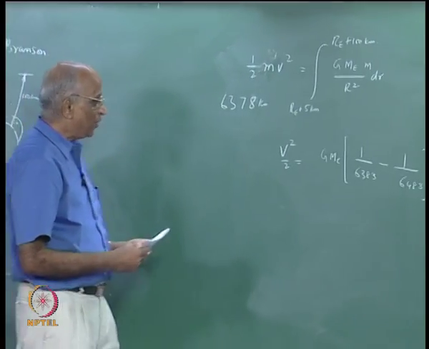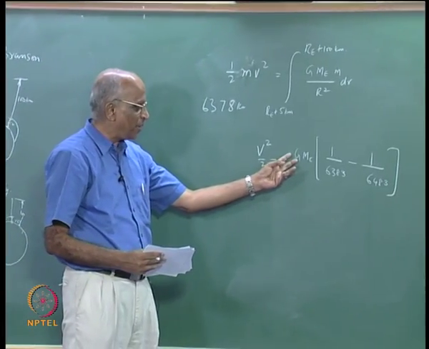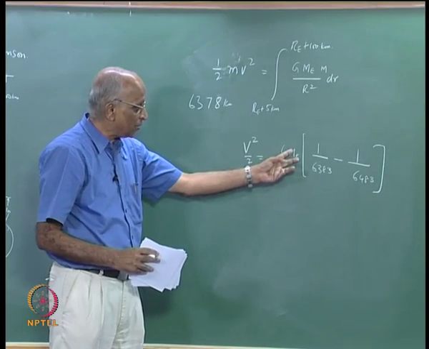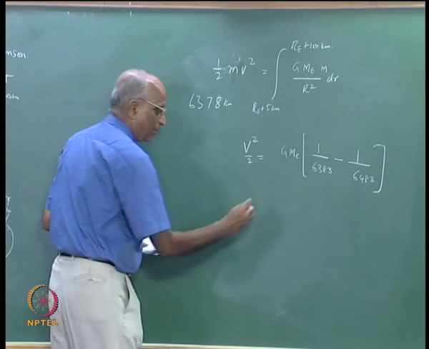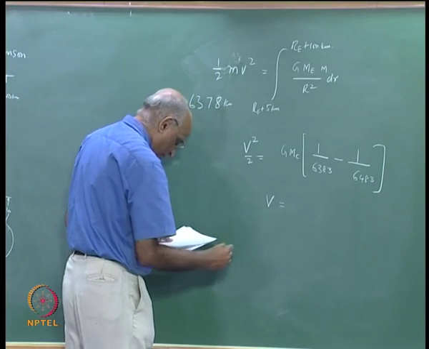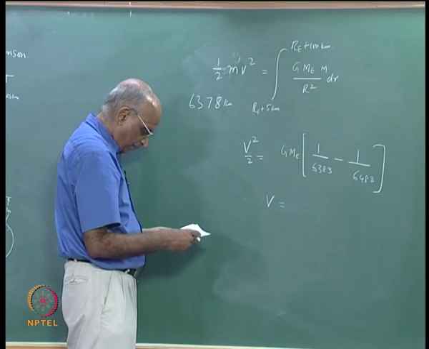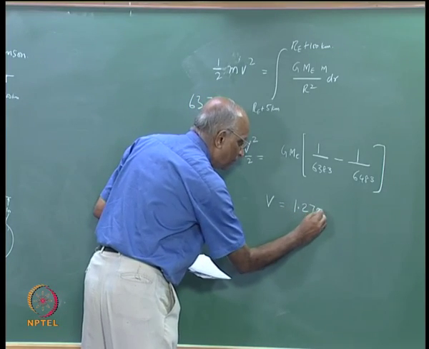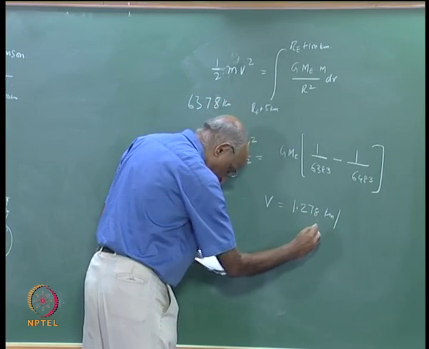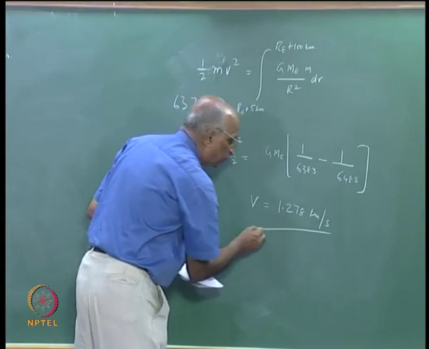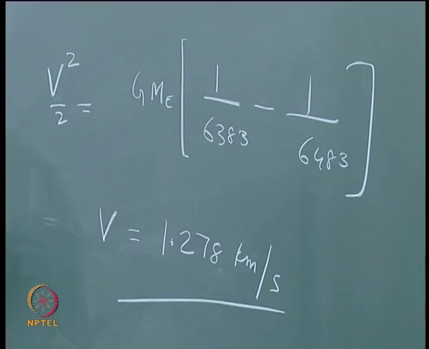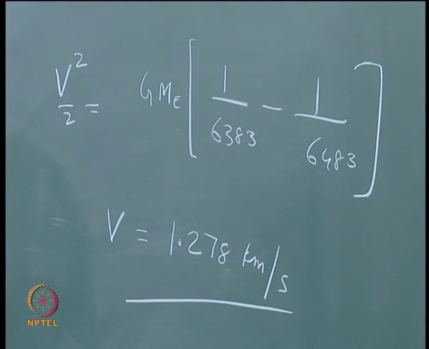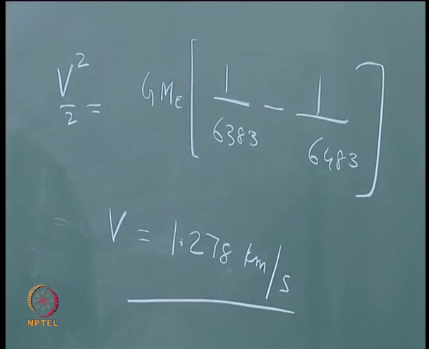We substitute the value of G, 6.670 times 10 to the power minus 11, the mass of the earth, and I get the velocity that is required, and this velocity will come out to be something like 1.278 kilometers per second. And once you know what is the velocity which must be given, I can design my rocket accordingly, and that is what I will be doing towards the end of this class today.